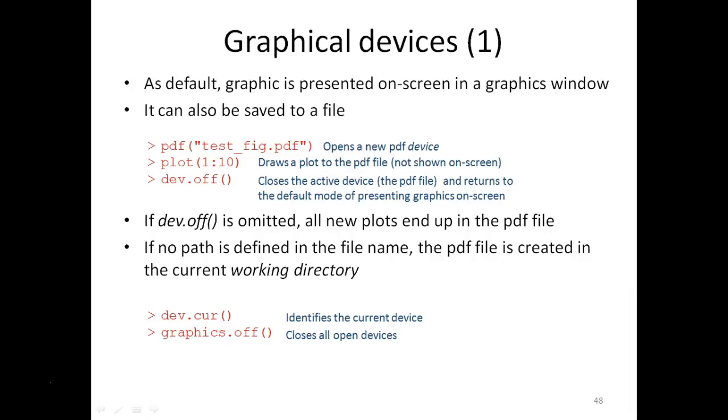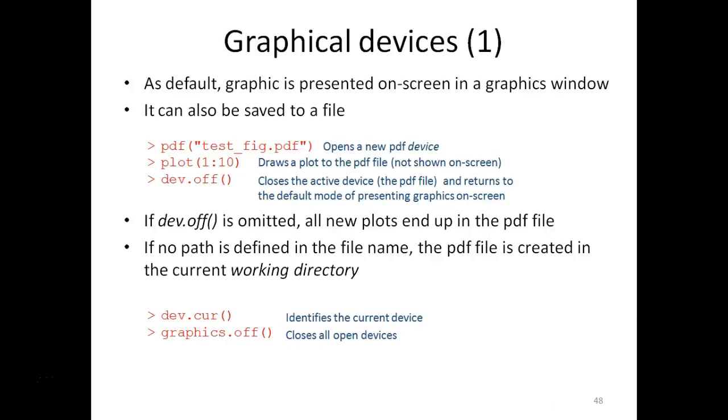Then if you make a plot, like in this example, the old 1 to 10 plot, nothing turns up on the screen because the plot is directed into the device, the PDF device, instead of being shown on the screen. This will be true for all other plots you make as well, until you tell R to close the PDF device, and that can be done using the dev.off command.